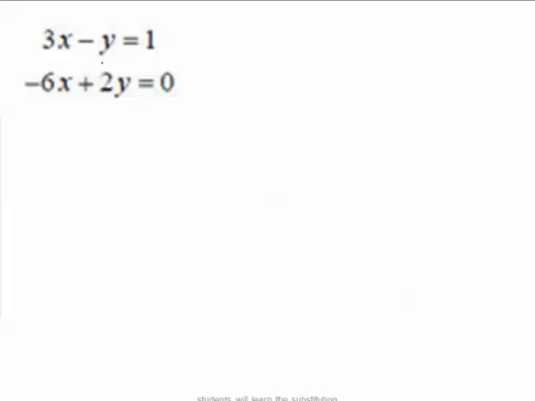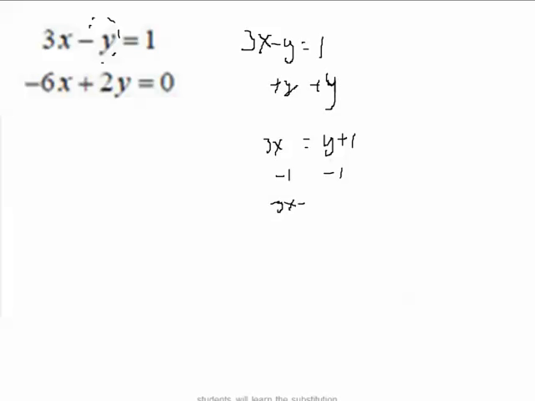Okay? Let me show you another one. This one, hey, I see a y right there all by itself. So I'm going to take 3x minus y equals 1. I'm going to add a y to both sides of the equation because I like having a positive y. And it's going to give me y plus 1 is equal to 3x. And so I'm going to subtract the 1 from both sides. I'll get 3x minus 1 is equal to y. I now have a value for y.